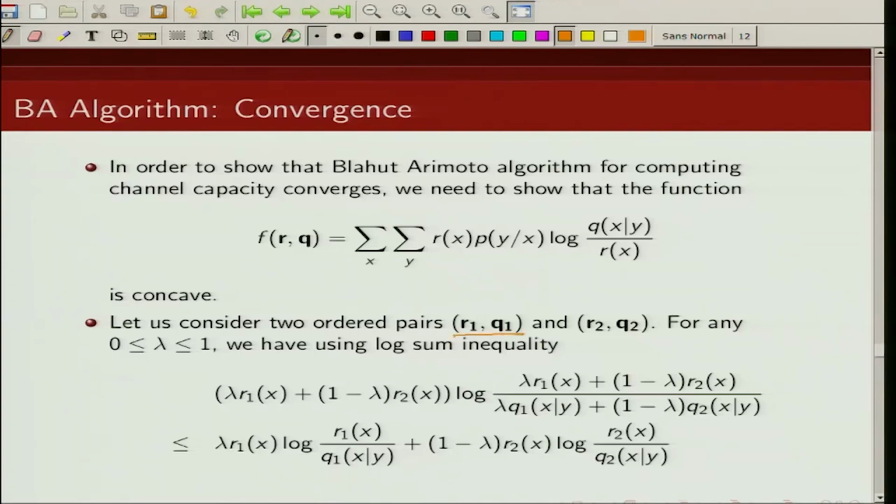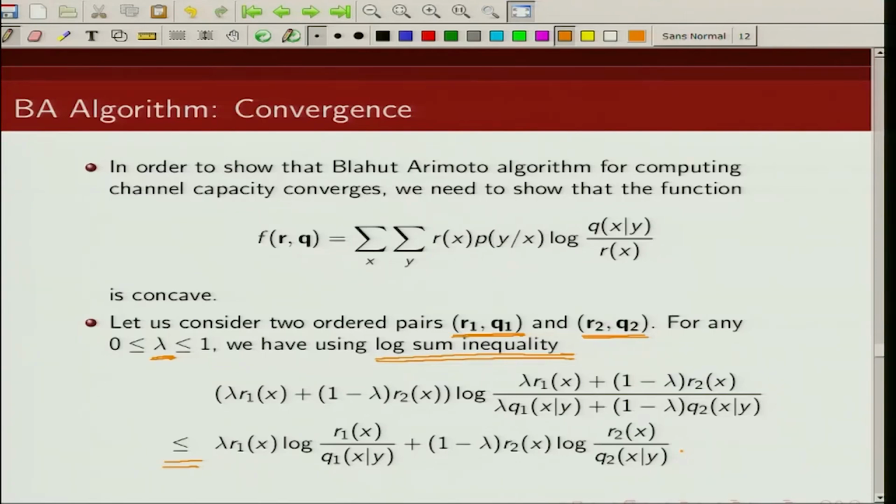So let us consider two ordered pairs R1 Q1 and R2 Q2, and let lambda be a variable between 0 and 1. Now using the log sum inequality, we can write lambda times R1 x plus 1 minus lambda times R2 x, log of lambda times R1 x plus 1 minus lambda times R2 x divided by lambda times Q1 x given y plus 1 minus lambda times Q2 x given y, is less than or equal to lambda times R1 x log of R1 x by Q1 x given y plus 1 minus lambda times R2 x log of R2 x divided by Q2 x given y. So this follows from the log sum inequality.